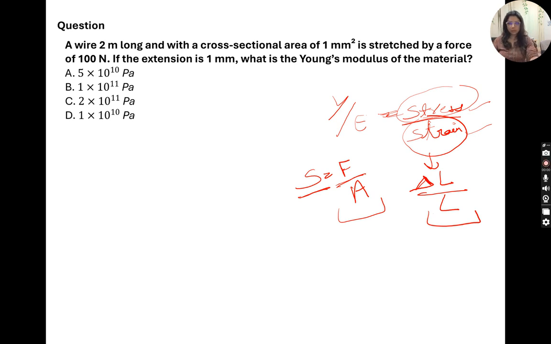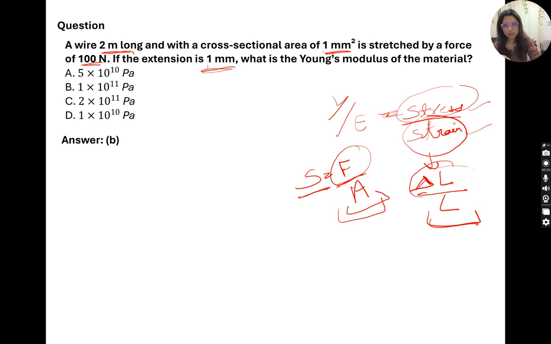If we look at what we are provided with, we are given the original length of a wire, which is 2, so the L value will be 2 in that case. Then the cross-sectional area is 1 millimeter square, the force provided is 100 Newton, and the extension, the change in length, is 1 millimeter. That's how we can put all these values in and calculate the value of Young's modulus.